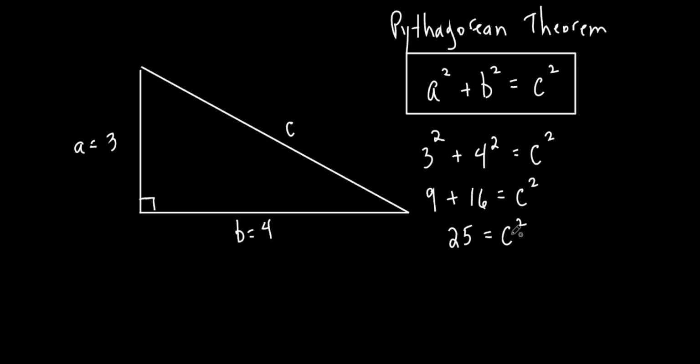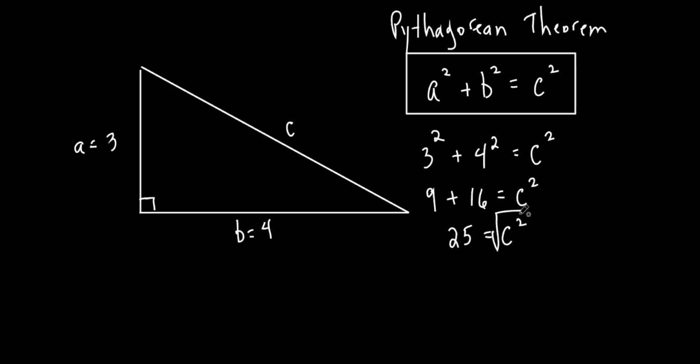Okay. So now, C squared equals 25. So I got to get rid of the squared. I just want C by itself. So I have to do the opposite. What's the opposite of squaring something? Square root it. That's right. So if I square root C squared, watch this. If I square root C squared, the squared goes away. That's what I wanted to do, right? I wanted to get rid of the squared.